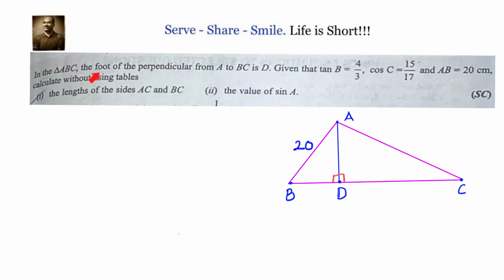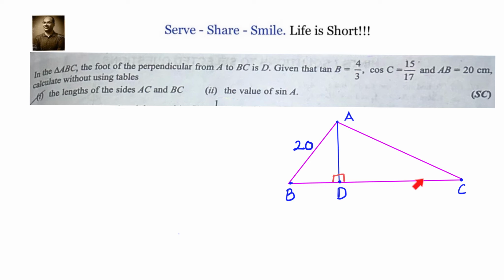In triangle ABC, the foot of the perpendicular from A to BC is D. Given that tan B is 4 by 3 and cos C is 15 by 17 and AB equals 20 centimeters. Calculate without using tables the length of the sides AC and BC and the value of sin A.